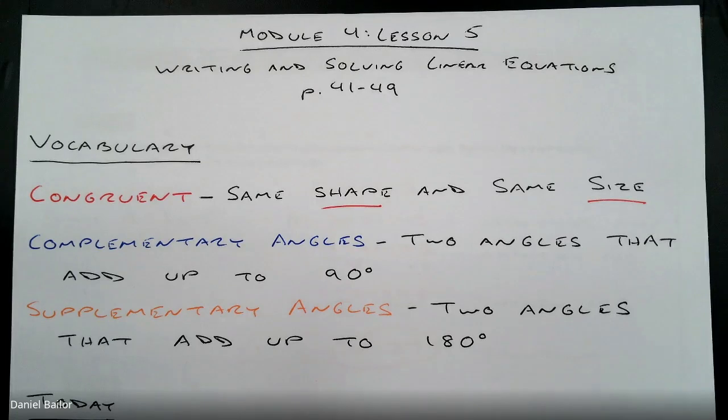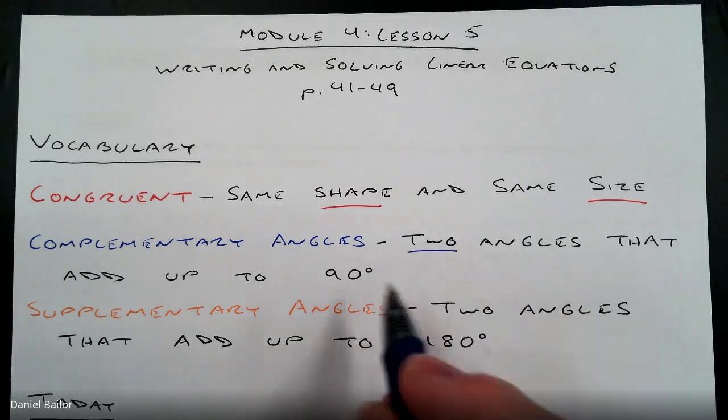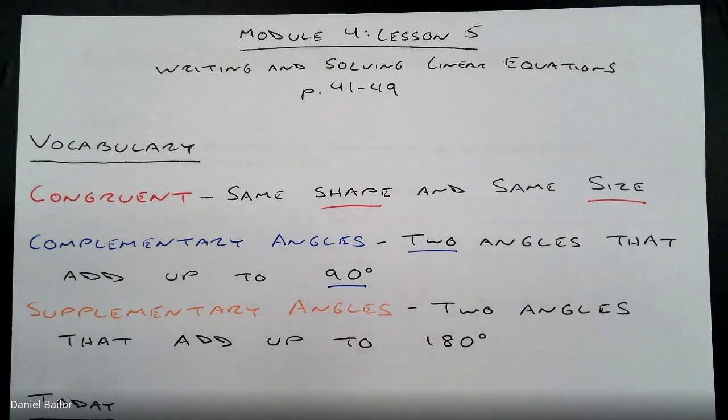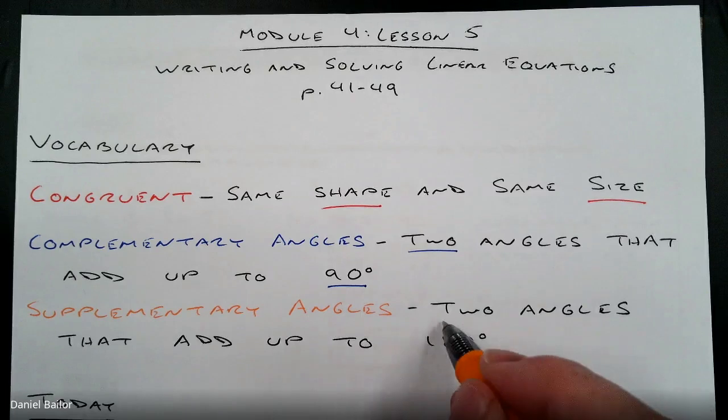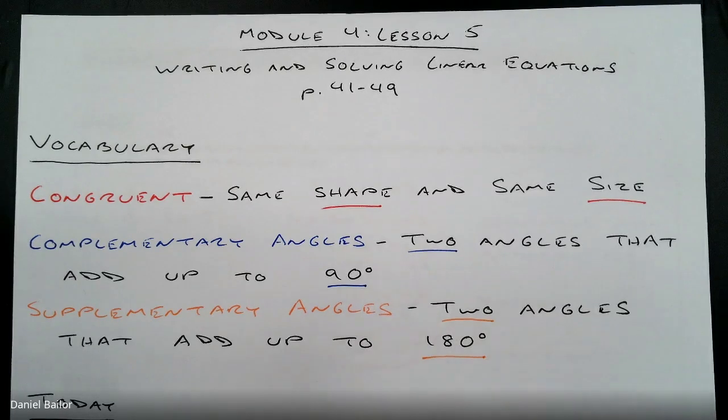Next vocabulary word is complementary angles. Complementary angles is 2 angles that add up to 90. The last vocabulary word is supplementary angles. Supplementary angles, 2 angles that add up to 180.